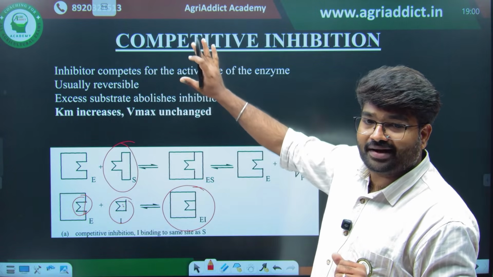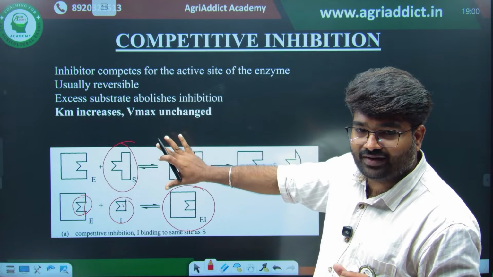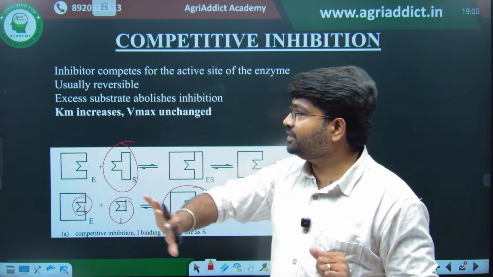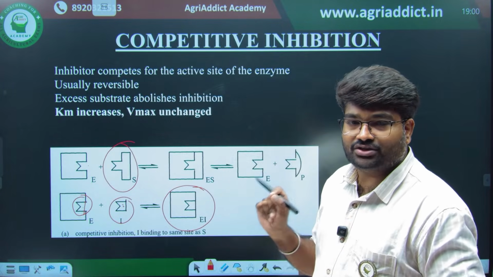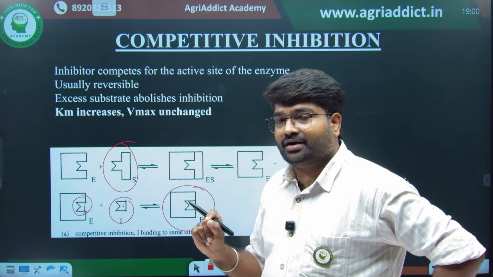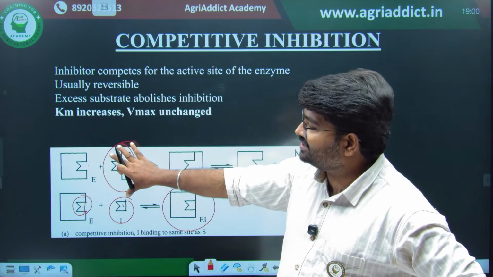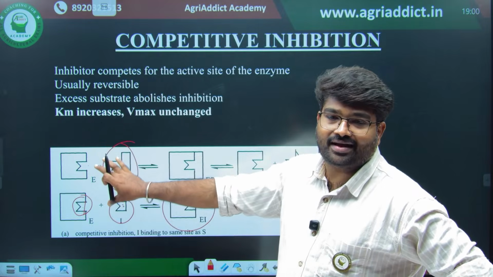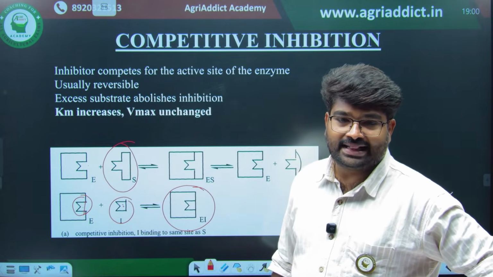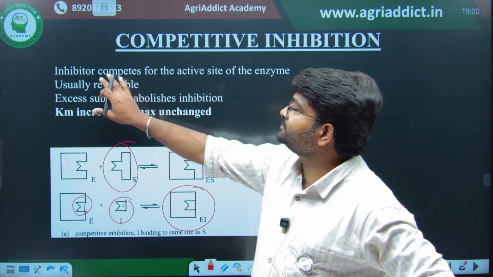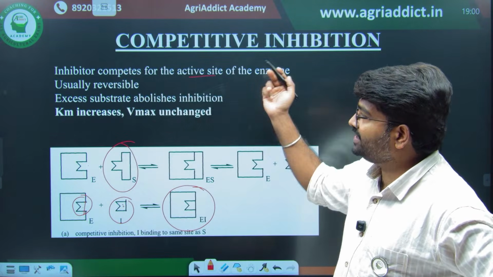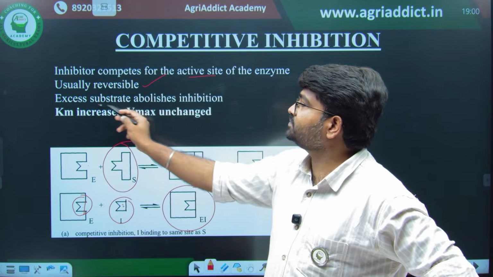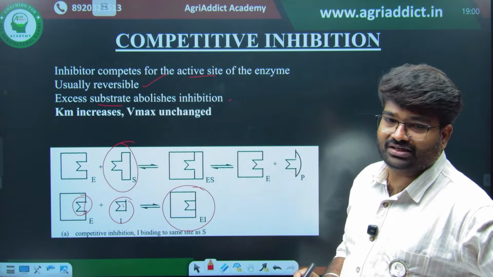So in competitive inhibition, the inhibitor resembles the structure of the substrate and binds in the active site. These are the two important things you have to remember. And most important, if I increase the substrate concentration, the inhibitor's effect will become less, so the decrease in enzyme activity will also be less. So these are the key points. The inhibitor competes for the active site of the enzyme. It is a class of reversible enzyme inhibition. If excess substrate is there, that will abolish the inhibition.